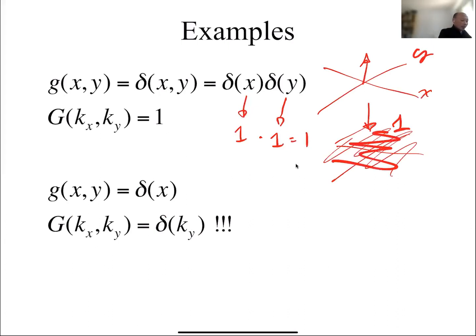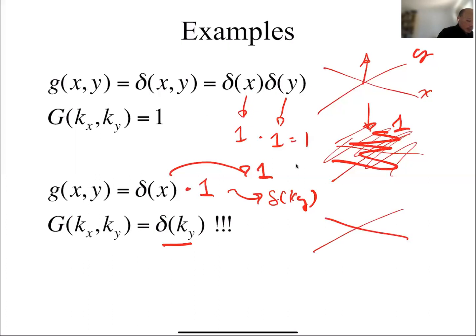Now here's a trickier one, g of x equals delta x. This is actually delta x times one, okay? The Fourier transform of this is one, and the Fourier transform of this is delta ky, and that's the Fourier transform. So this is a different function, g of x, y. If I look at this as a function of x and y, it looks like a blade, right? It's a function of both x and y, but it only has value at x equals zero. For all y, it has the same value, and the Fourier transform of that is delta ky.